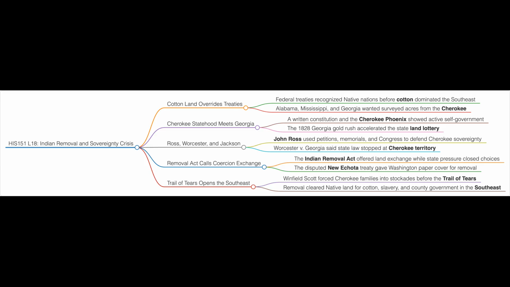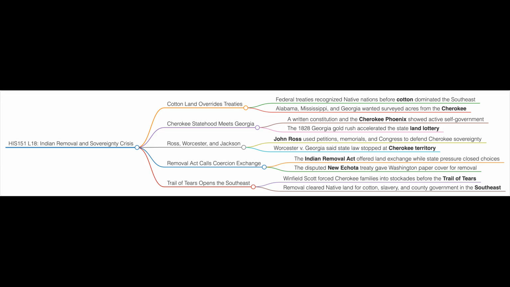In the Southeast, the stakes were high. Cherokee, Creek, Choctaw, Chickasaw, and Seminole peoples occupied land that white settlers, speculators, and planters wanted. Short staple cotton spread across the region after the cotton gin made processing more profitable. Alabama, Mississippi, Georgia, and other areas became central to plantation expansion. Enslaved labor moved with that expansion. Land was the hinge between these developments.